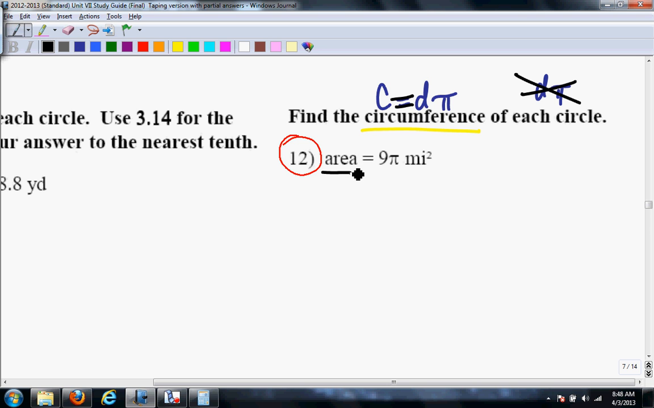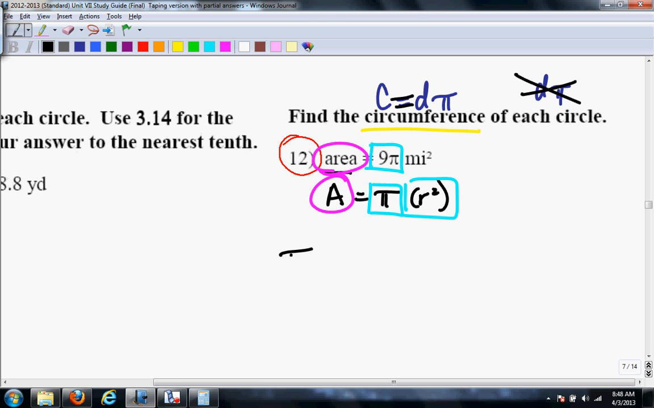We're given area. So immediately you should write the equation for area. Area equals pi r squared. Now make note. Do you see the word area? Circle it. Do you see area? Circle it. Since area is repeated, that means these two expressions are equivalent to each other. So I can do this. I can do pi r squared equals 9 pi.